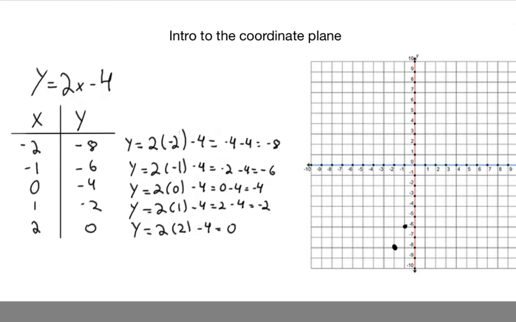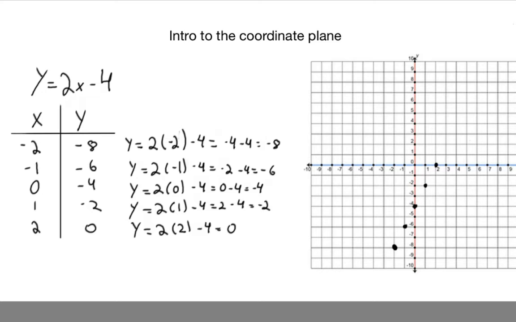Similarly, when x equals 0 and y equals -4, they intersect at the point 0, -4. And this just goes on and on like that. So we have 1, -2 over here, and 2 comma 0. As you can see, we have these points graphed out on the coordinate plane.